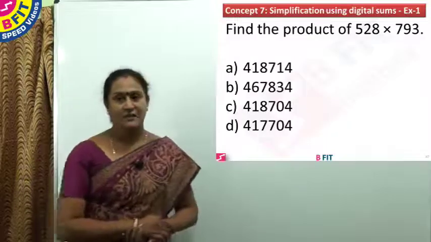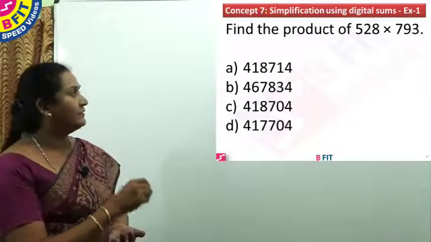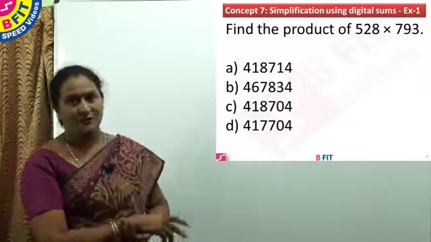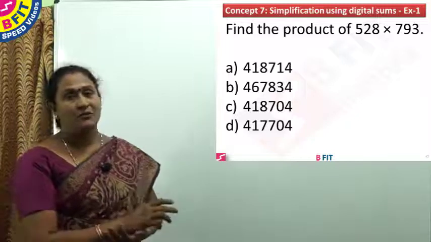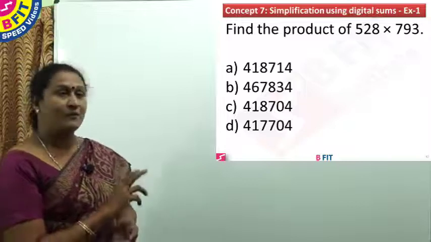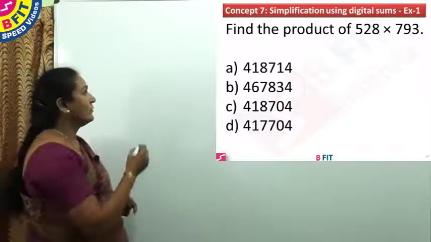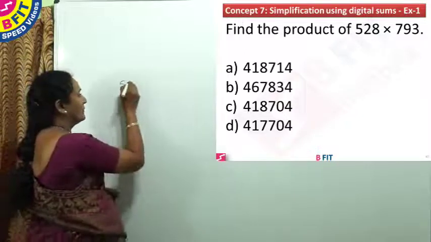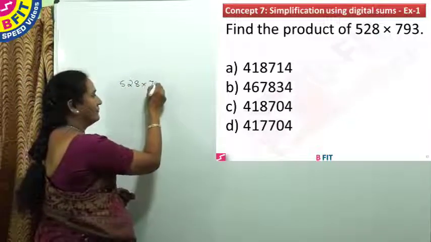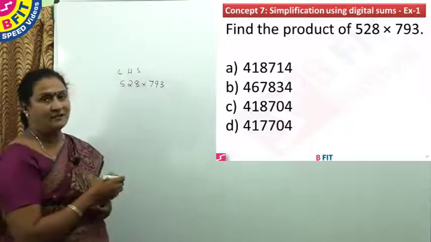So here the question is, find the product of 528 into 793. And here we have a set of options. Now instead of multiplying these two numbers and getting the answer, we'll use the digital sum concept. We'll find the digital sum on the left hand side. So the question is 528 into 793. What is the digital sum of the left hand side?